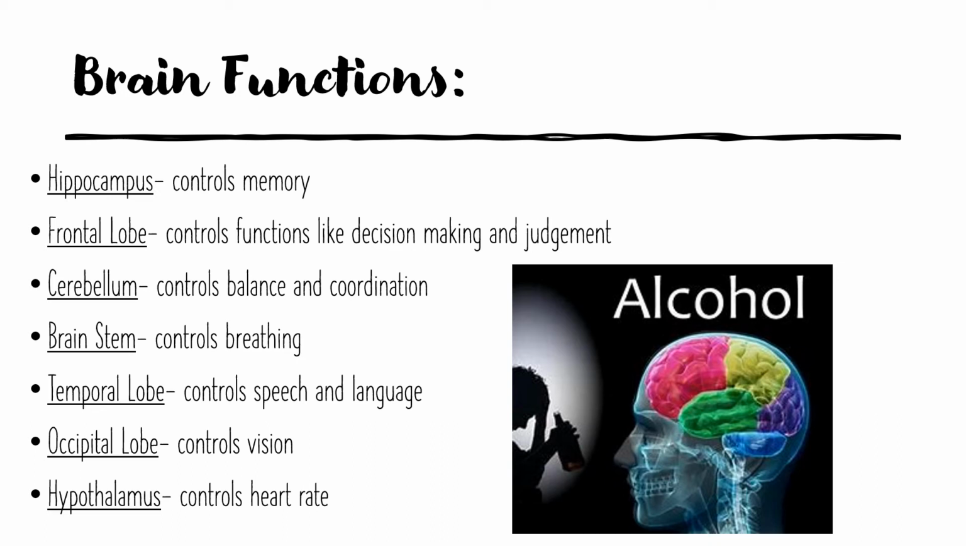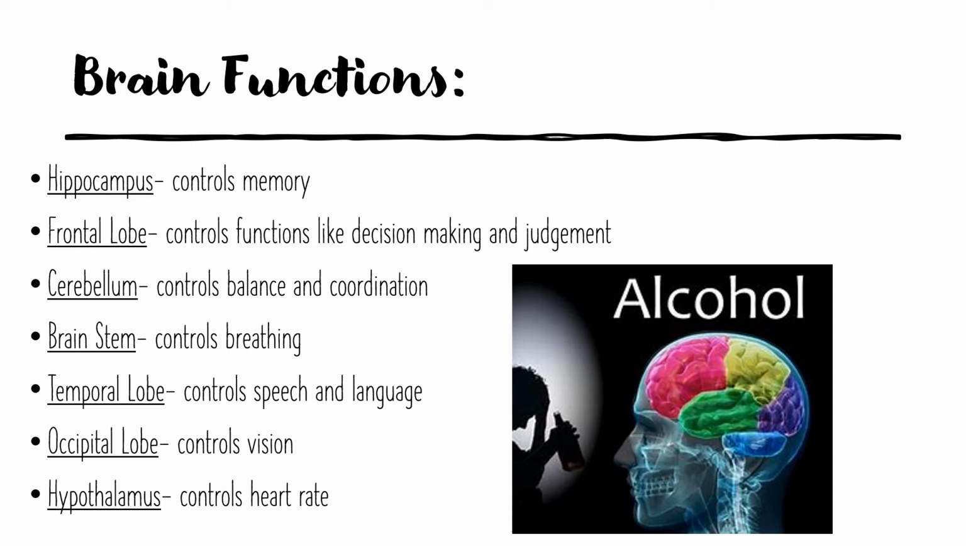The occipital lobe is the part of the brain that controls vision. Alcohol use can impair a person's ability to see clearly, causing blurred vision. The temporal lobe is the part of the brain that controls speech and language. Alcohol use can impair a person's ability to speak clearly, causing slurred speech.